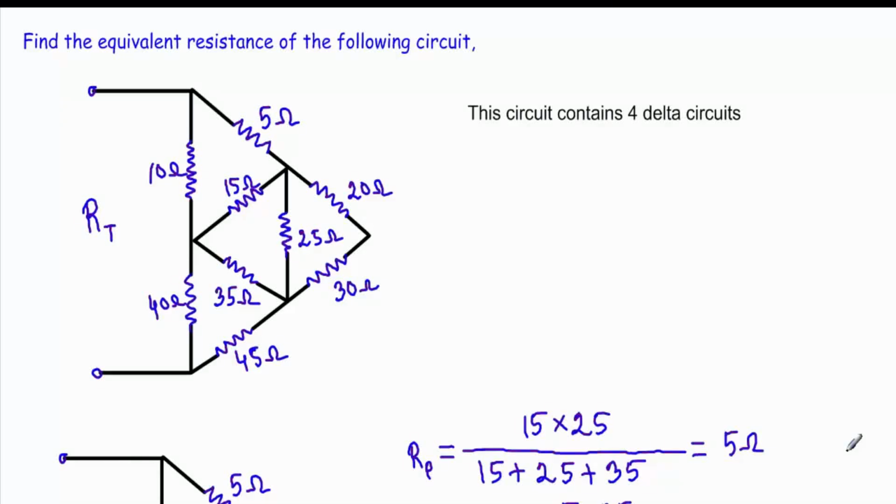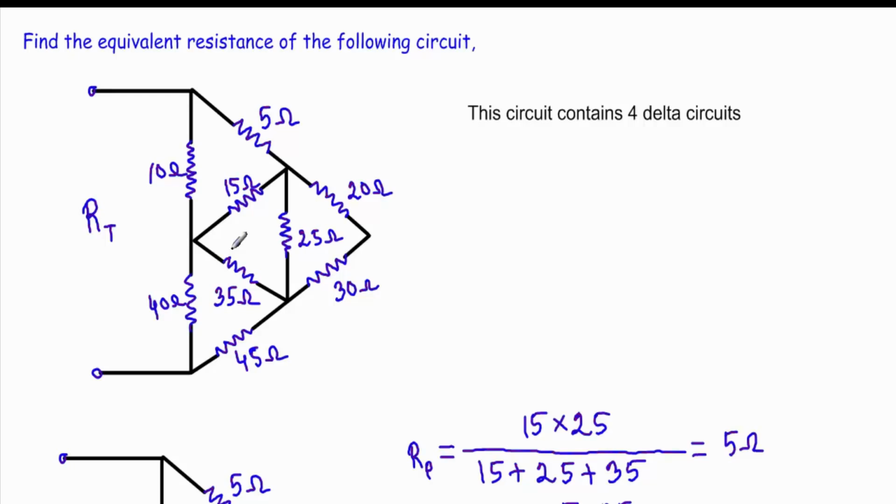Okay, here in this circuit we are asked to calculate the total resistance RT, but this is a giant circuit. Why? If you look at this circuit, you will see that it contains four independent deltas. This is a delta, this is a delta, this is a delta, and this is a delta. Therefore, as this circuit contains four delta circuits inside it, we have to be very careful when we are applying transformation.